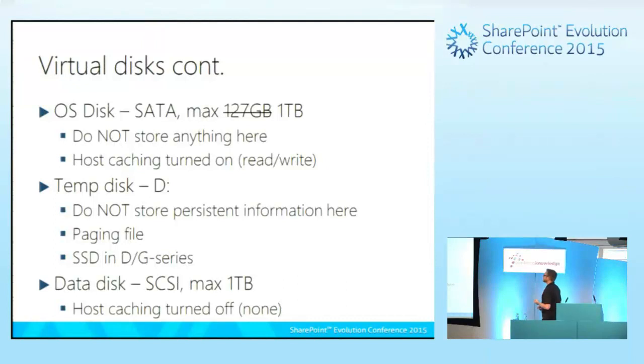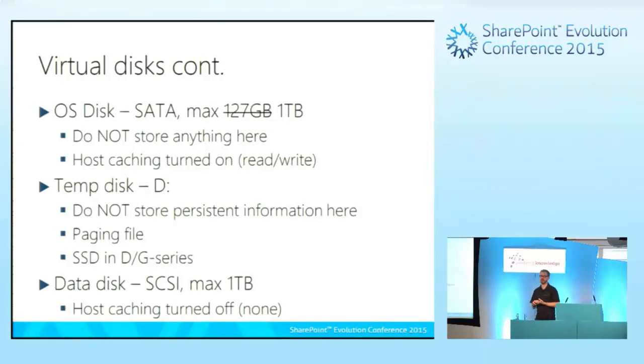When you create the machines, until last week, the operating system disk, the C drive, only supported 127 gigabytes. It's now supported to have OS disks up to 1 terabyte. This was an issue when we migrated from on-prem to Azure, if you had a bigger OS image.